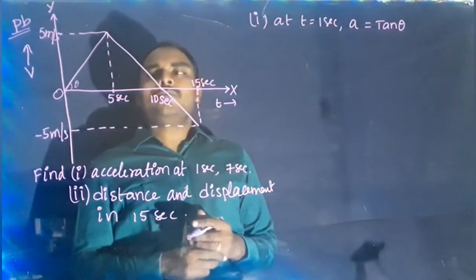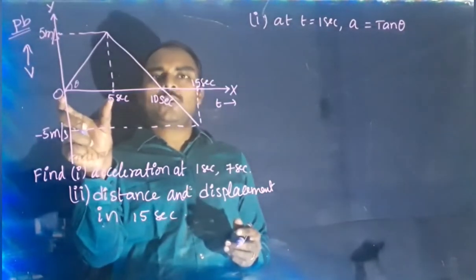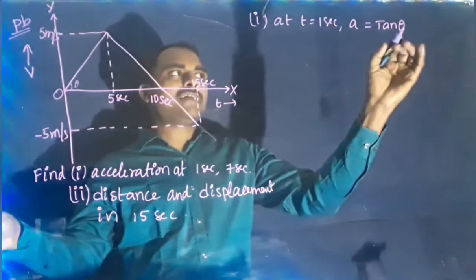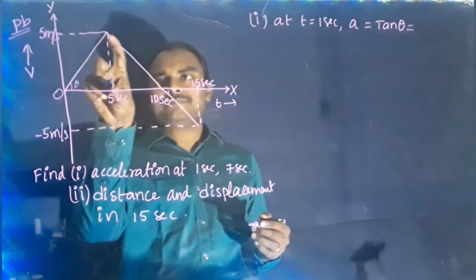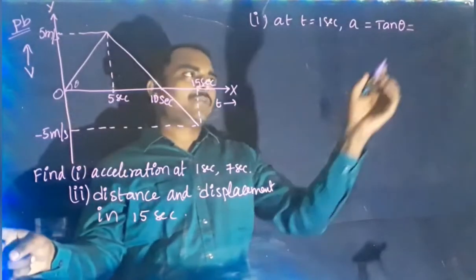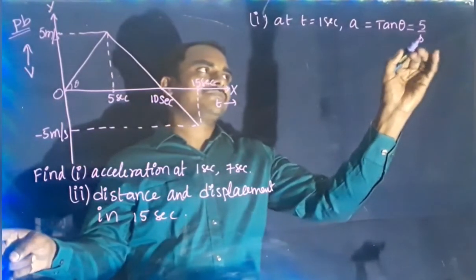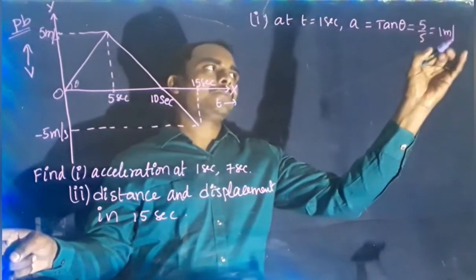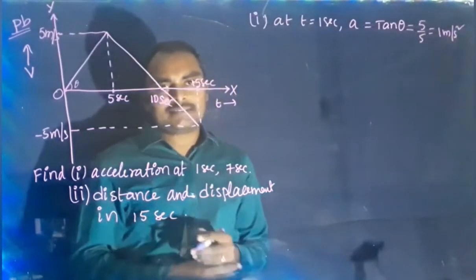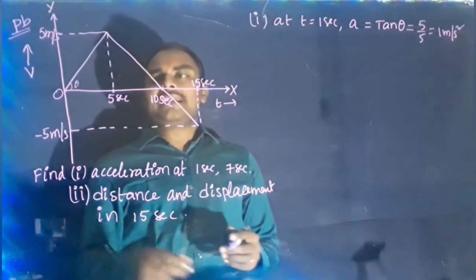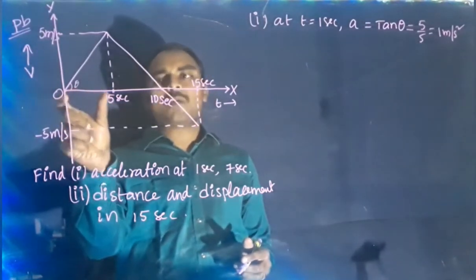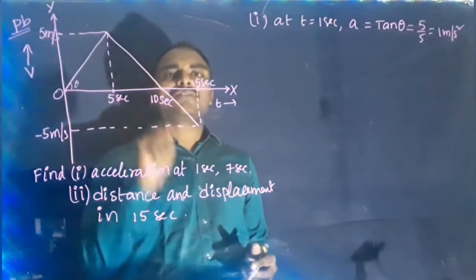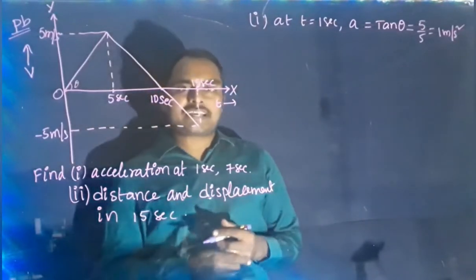Now for 0 to 5 seconds let us find the slope, that is tan theta. Tan theta equals opposite side by adjacent side. Opposite side is 5, adjacent side is also 5. So 5 by 5 equals 1 meter per second square. So the acceleration at t equal to 1 second or t equal to 2 seconds is the same. Up to 5 seconds acceleration is constant, that is 1 meter per second square.